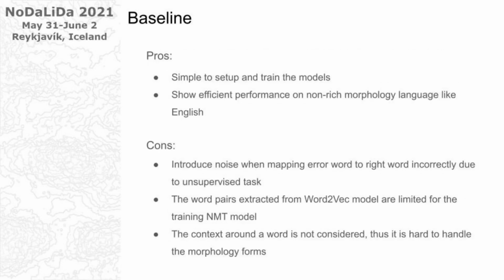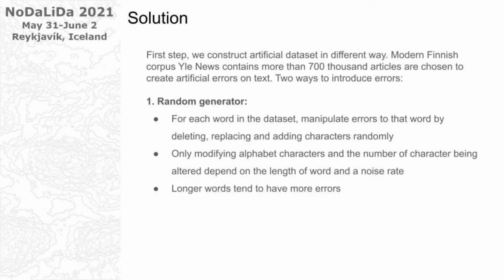Even though Natas is very simple to set up and gives good performance on non-rich morphology languages like English, it also has many cons. Mostly it is due to noise in the extracted parallel dataset, because it is an unsupervised task. The word pairs for training the NMT model are very limited. Now we go back to our solution.